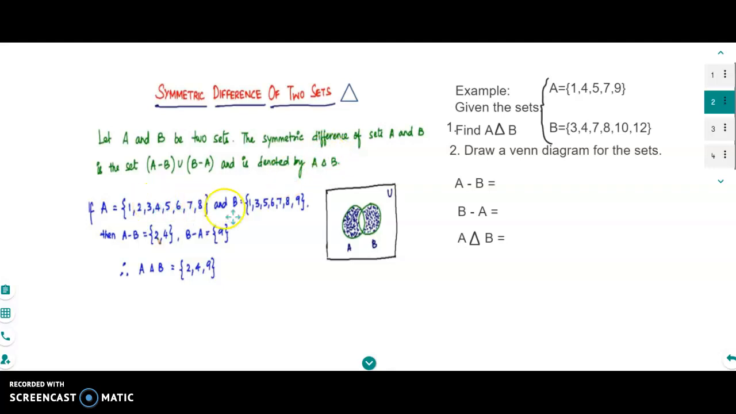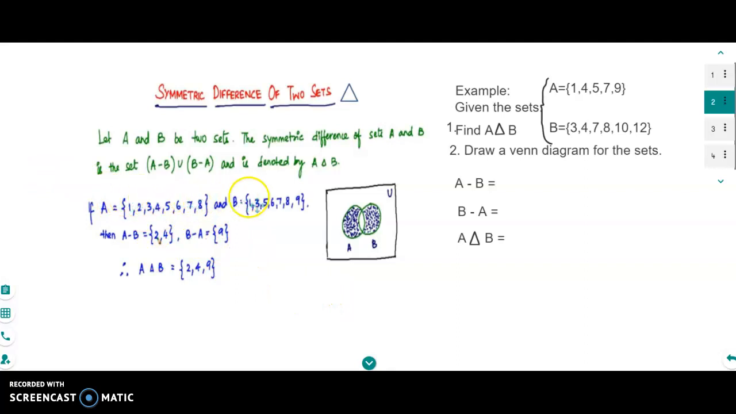So we have an example. If we have the set A: 1, 2, 3, 4, 5, 6, 7, 8, and the set B: 1, 3, 5, 6, 7, 8, and 9. What do we need to find first to get the symmetric difference? We need to find first A minus B, and then B minus A. And finally, we can determine the symmetric difference of A and B. All right, so let's start little by little.